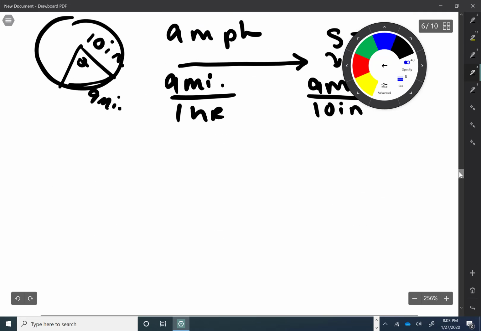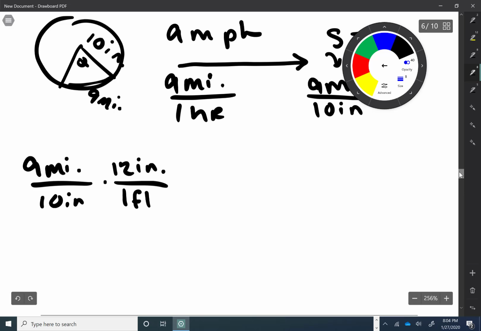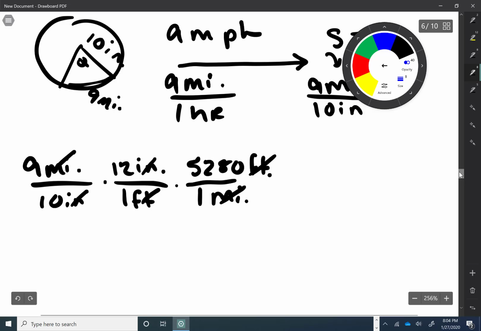So let's see. I have 9 miles. What do I know about inches? I know that there are 12 inches in 1 foot. That takes care of the inches. I know that there are 5,280 feet in 1 mile. That takes care of the feet. That takes care of the miles. Every single thing has canceled out. When every single thing cancels out like that, it tells you that this is radians.